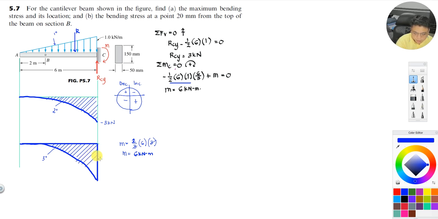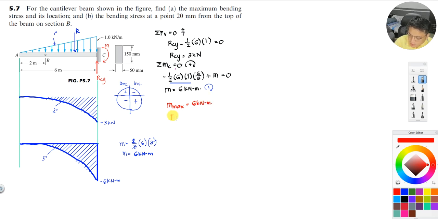This is now the moment. So again, this is negative 6 kilonewton meter. Kaya lang meron akong positive doon. Positive clockwise yan eh. So aangat ako ng 6. Ayun, close ng 0. So for this, I could tell that my M max is equals to 6 kilonewton meter.